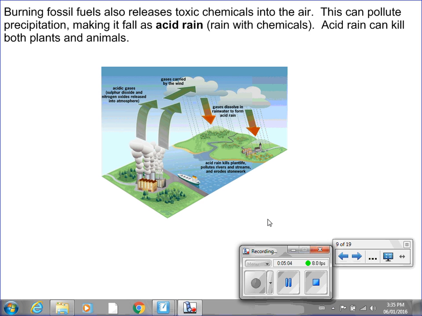As you can see here, it all starts with factories that are releasing various gases. Gases get carried by the wind, and then as the precipitation is falling, gases are dissolving in the rainwater, lands on the ground, kills animals that are living on the ground, but also goes into the water, creating further pollution there, leading to death of underwater life.